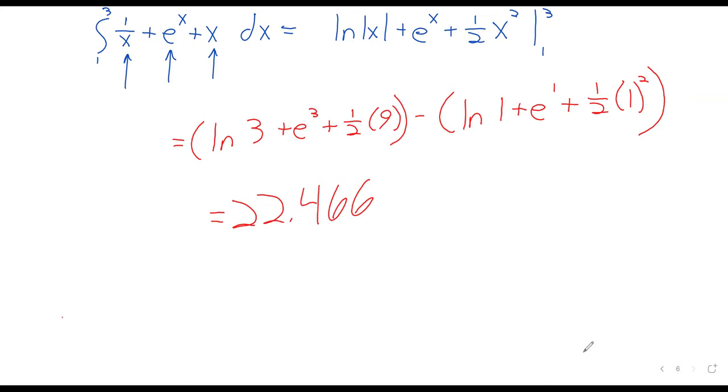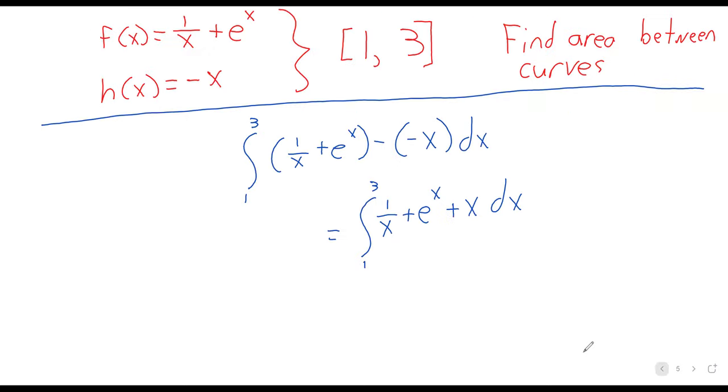Why did we add the e after 1 over x, when in the original problem it was 1 over x times e to the x? It shouldn't have been times. Did I write it down wrong? At least I thought it was times. Oh, I guess not. Well, yep. Okay. Thank you.